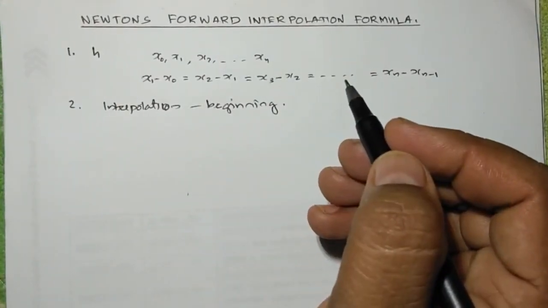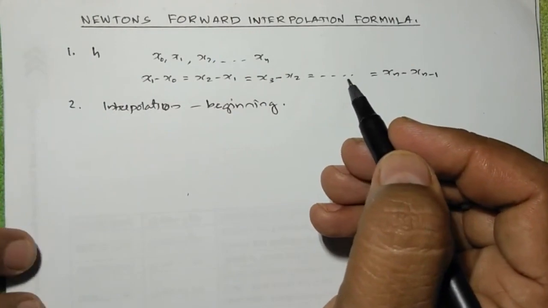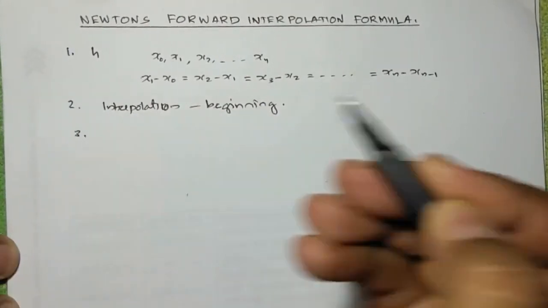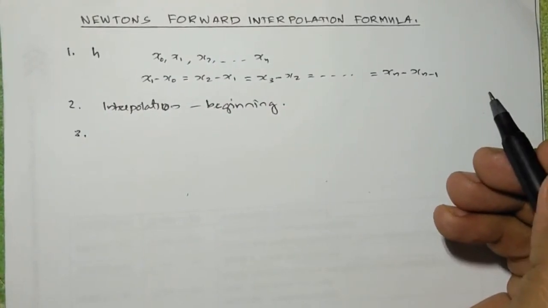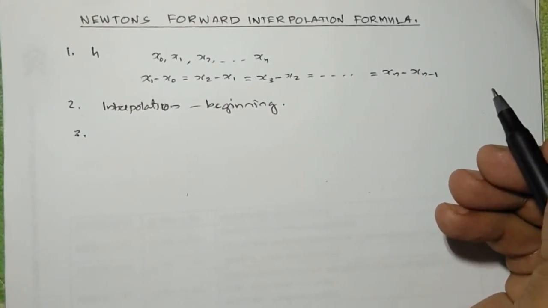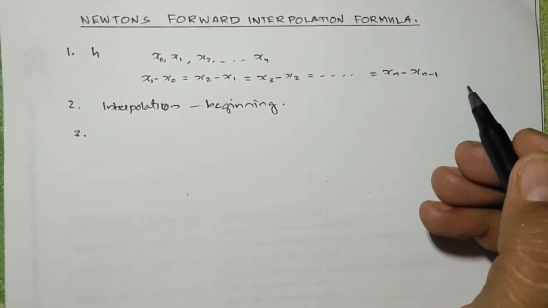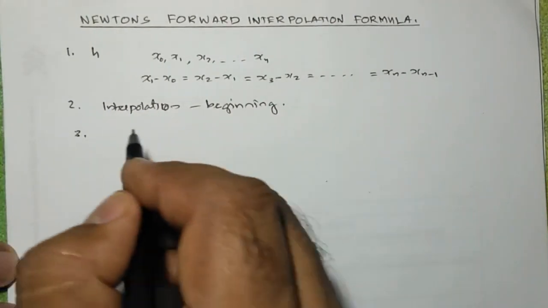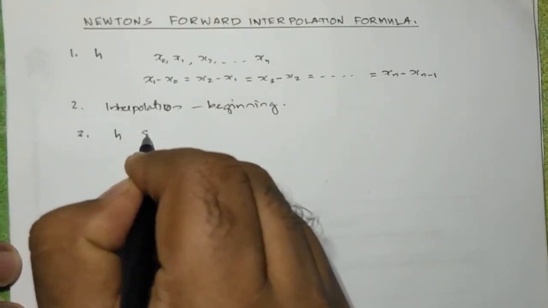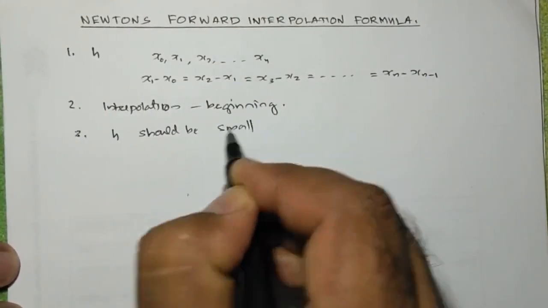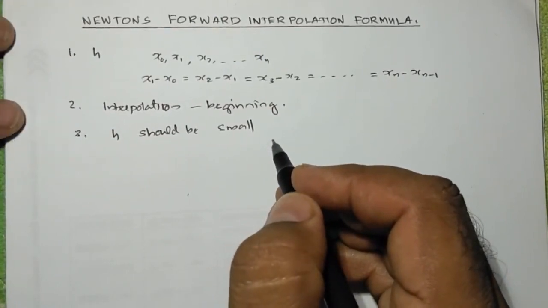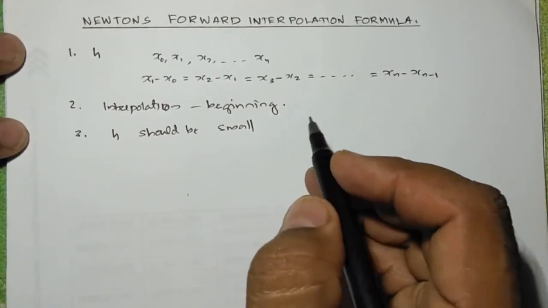Then there is a third condition, which is quite common to all types of interpolation, whether it is Newton's forward interpolation, Newton's backward interpolation or Lagrange's interpolation. Whatever the interpolation, this third condition is that the interval of differencing h should be very small. If this is satisfied, then we will get very good results.